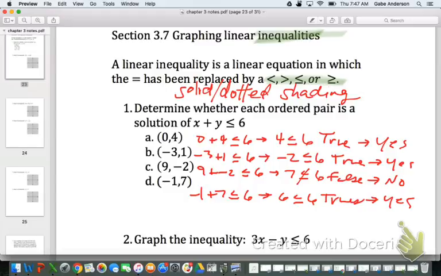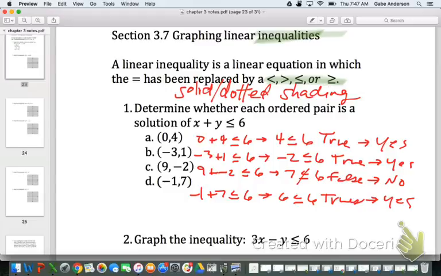Okay, Sam, your question. So since 6 is less than or equal to 6, then it's yes. But if it was just 6 is less than 6, then it would be no. Correct. Do you guys understand the subtlety on that? Yeah, good question. Anybody else? Okay, fantastic. Let's move on to some graphing here.